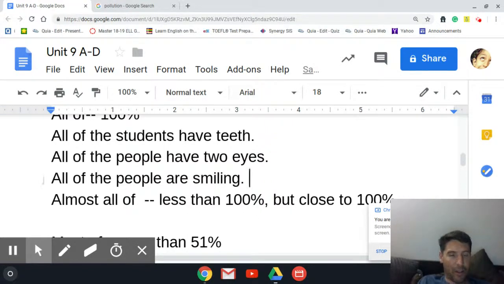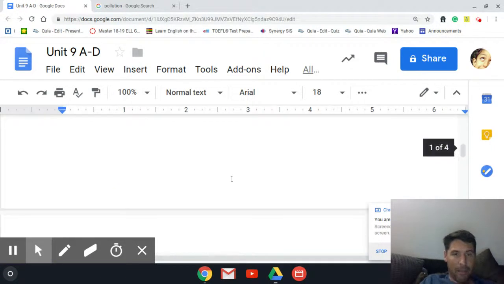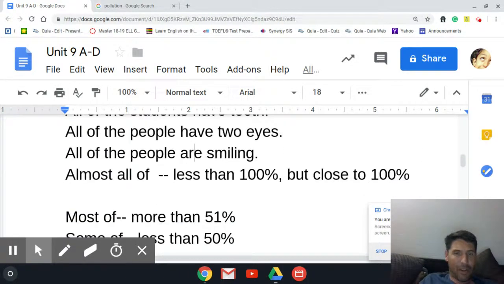Okay, so do you notice for a word that begins with all, and then the noun that comes after it, in this case it's plural because there is more than one person. So we're going to say all of the people, we're making it plural, are smiling. Okay. The next one is almost all of.